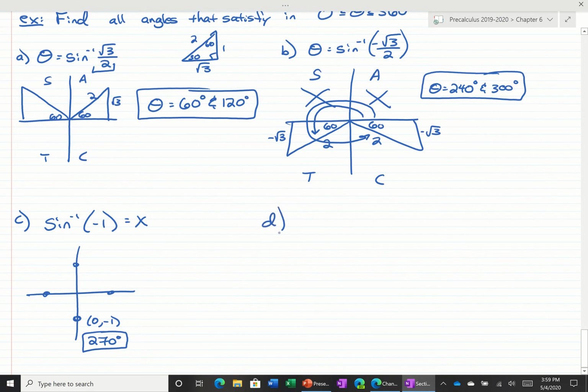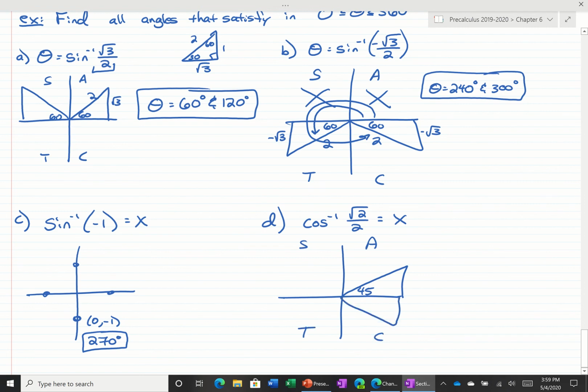We'll do one more. What if I asked you when is cosine root 2 over 2? Well, by now you should remember that that shows up in our 45, 45, 90 triangle. And if all students take calculus, we're going to draw 45 in the quadrants where cosine's positive. So an angle would be 45 degrees, and another angle would be 360 minus 45, or 315 degrees.